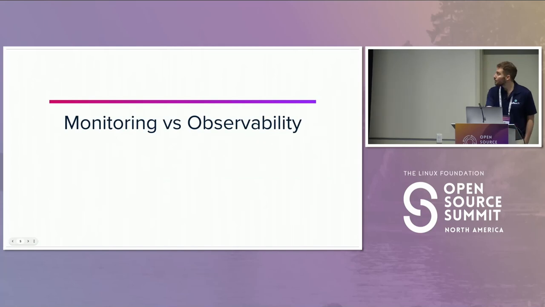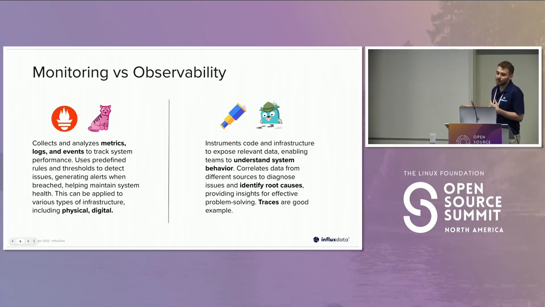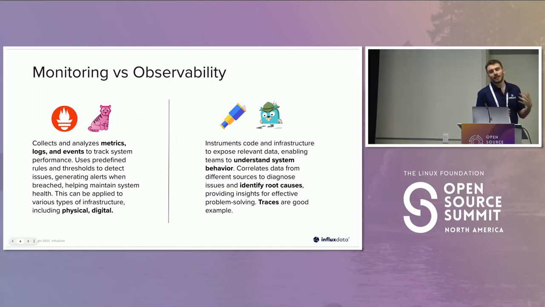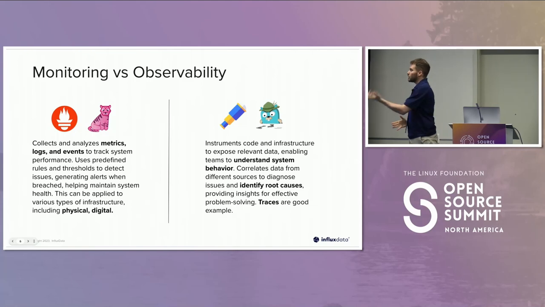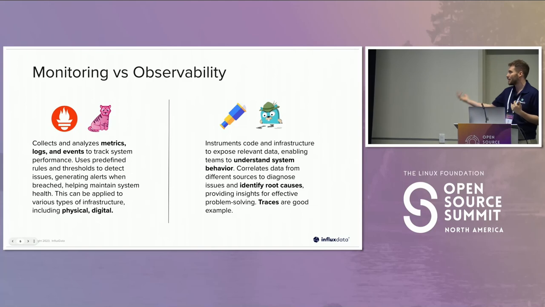So monitoring versus observability. The core difference between monitoring and observability is twofold. Monitoring itself is the collection and analysis of metrics, logs, and events. When you think about a metric, say if you're familiar with Prometheus, what you're doing is polling an interval, say a CPU usage stat or a storage interval time or the capacity, and saying, what is that reading right now? What is that metric? We're going to get that every minute, depending on your poll interval.